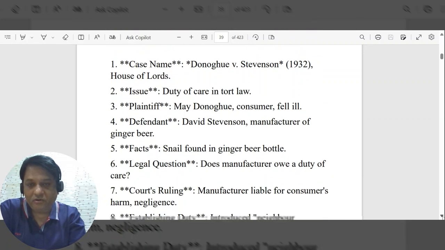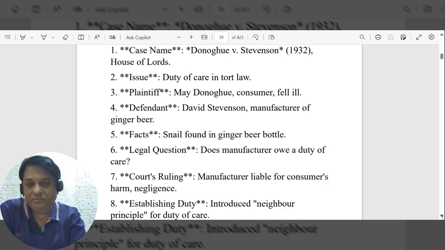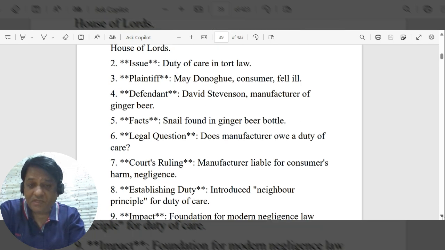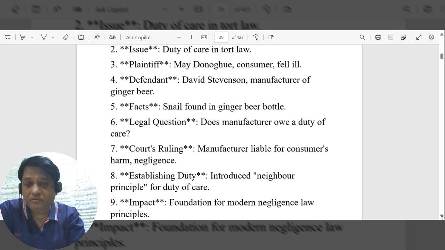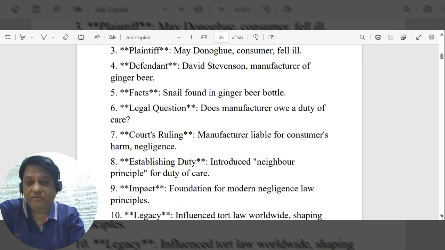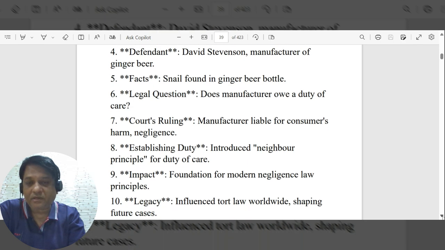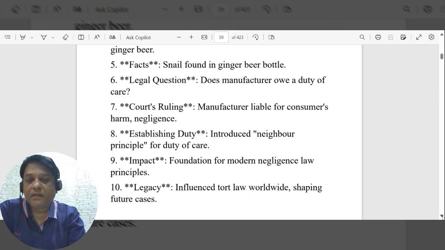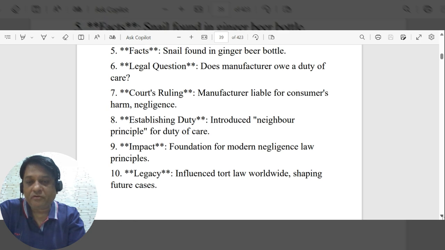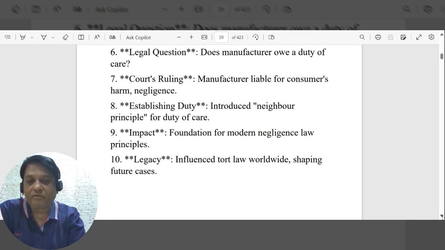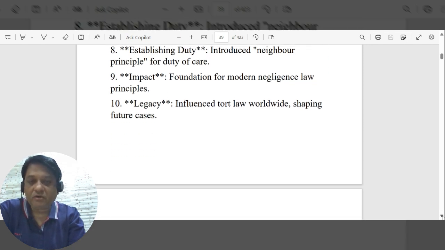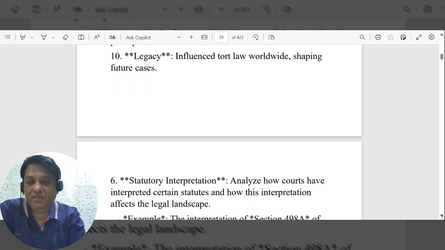Duty of care in tort law. Donoghue, consumer fell ill. Stevenson, manufacturer of ginger beer. Snail found in ginger beer bottle. Does the manufacturer owe a duty of care? Manufacturer liable for consumer's harm, negligence. Established duty, introduced the neighbor principle for duty of care. Impact, foundation for modern negligence law principles. Legacy, influenced tort law worldwide, shaping future cases.